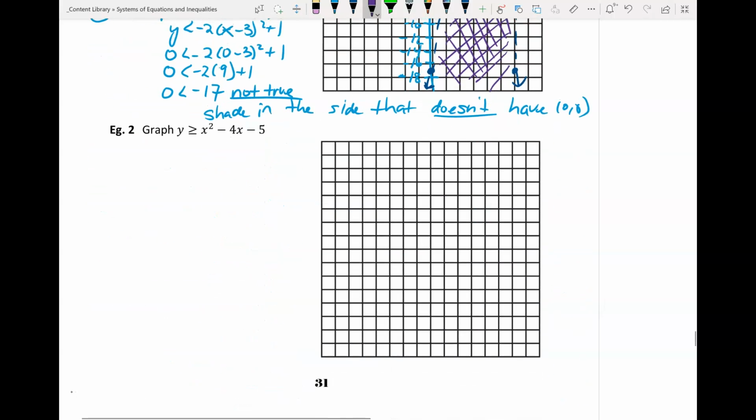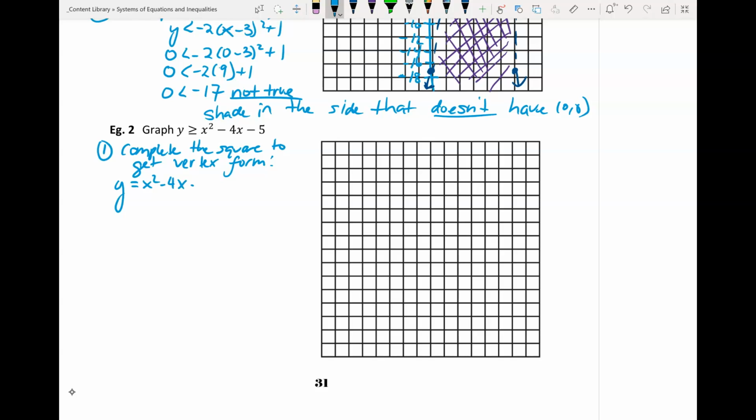Let's try another one. This time, the inequality that's given to us is in standard form. So we can complete the square, so we can get this into vertex form, so it's easier for us to graph. I'm going to change this to an equal sign just because I am just changing it into vertex form.